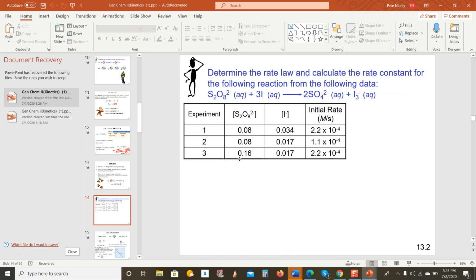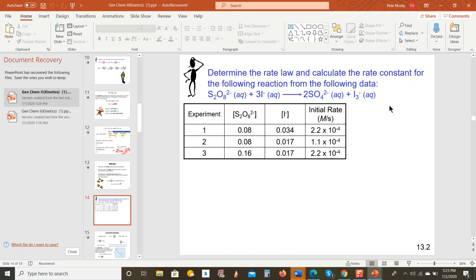You'll notice that when you compare experiments 1 and 2, the concentration of the persulfate, that's the name of this ion, remains constant, while the concentration of the iodide is halved from 0.034 to 0.017. So this is what I'm going to do.